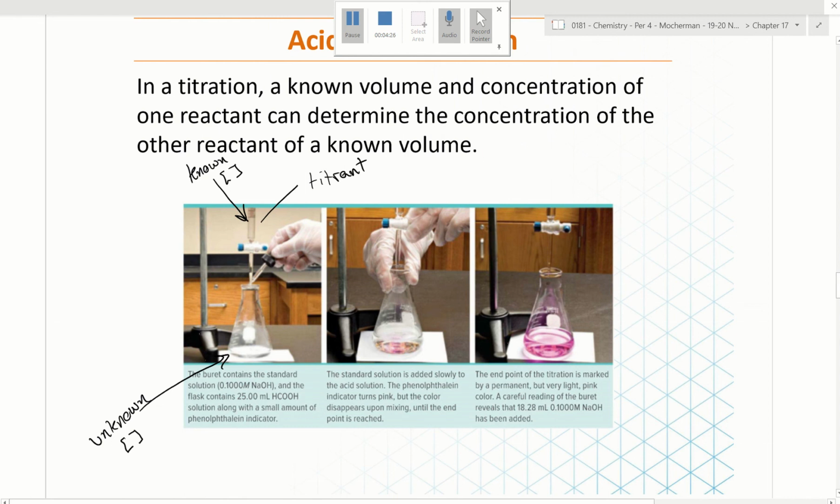So what we've got here in this particular example, it looks like we have some methanoic acid in the bottom. And it says the flask contains 25 milliliters of methanoic acid. Right here in the middle, they've got a dropper, and they're dropping in an indicator, something that's going to change color. We'll talk about those in a minute. And they start to drop in this titrant, 1 drop at a time, over and over, and you can see a little bit of a color change. Once the solution changes color because of the indicator, we know that the titration is done.